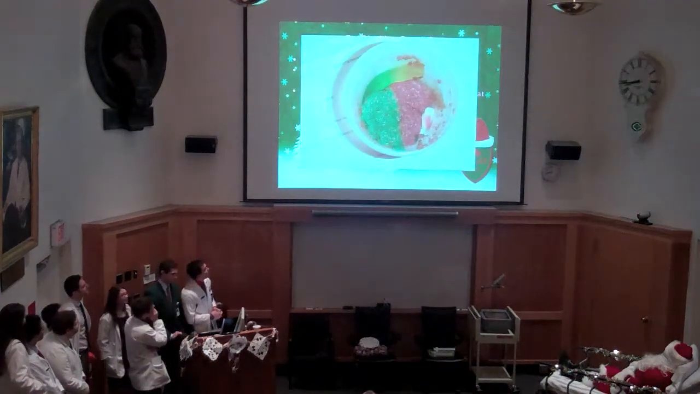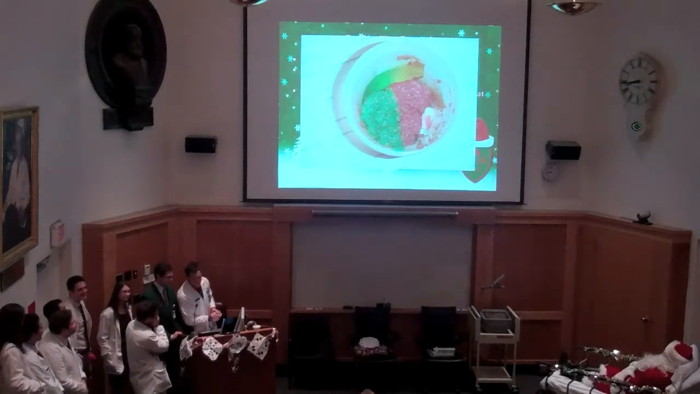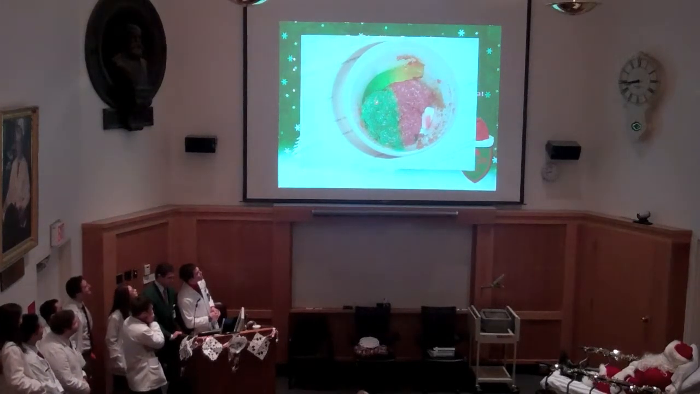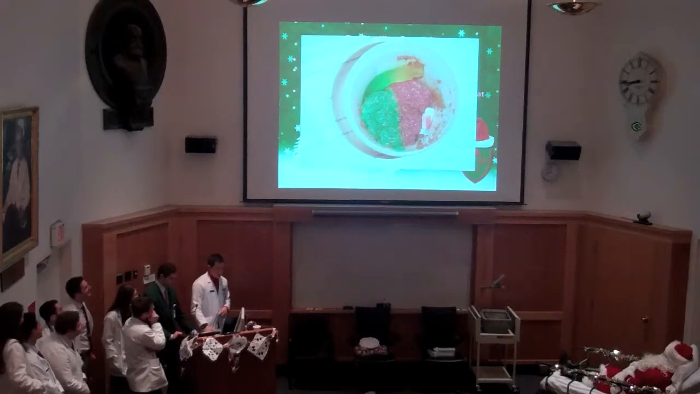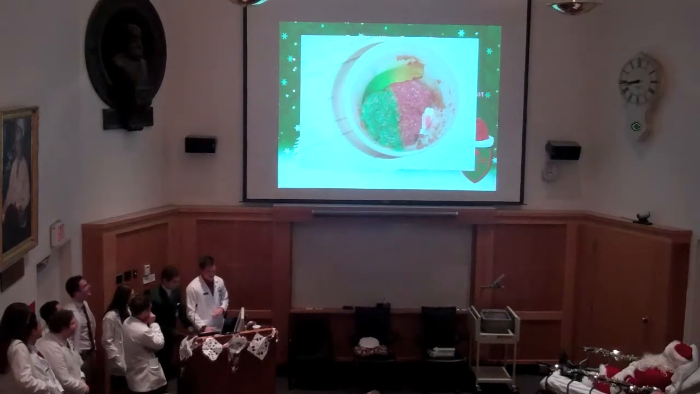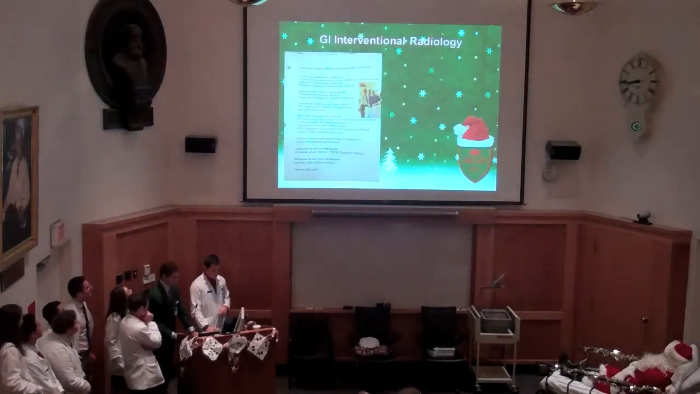Here's an image of bright red and green rectum with actually a parasitic infection for which infectious diseases was consulted.